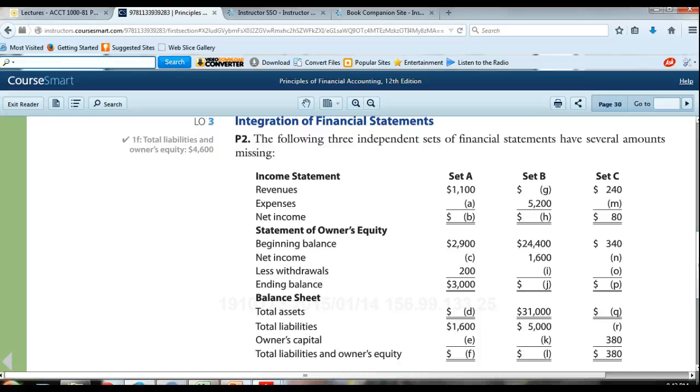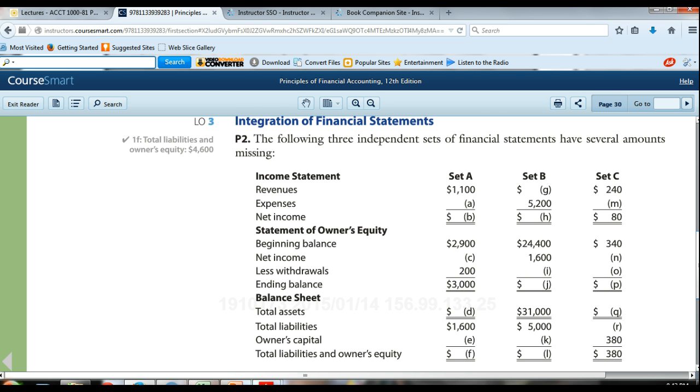Because equity with owner's capital. Yeah, because the owner's equity is 3,000 plus liability is 1,600, it would be 4,600 for assets. So D is 46. D is 46. Yeah. Yep.